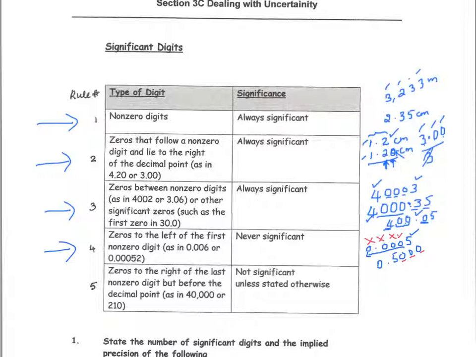Now the next one is zeros to the right of the last non-zero digit, but before the decimal point, not significant. So if we have 4000000, the zeros to the right of this non-zero number are never significant. Suppose we have 210000. All these zeros are not significant.